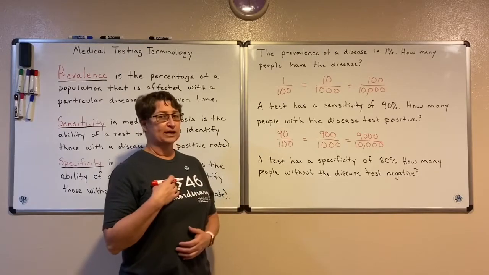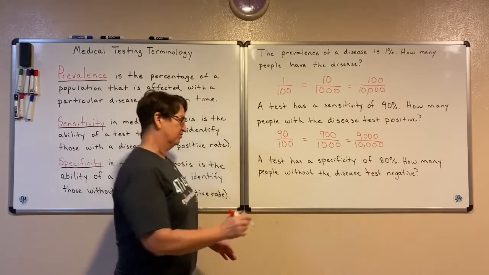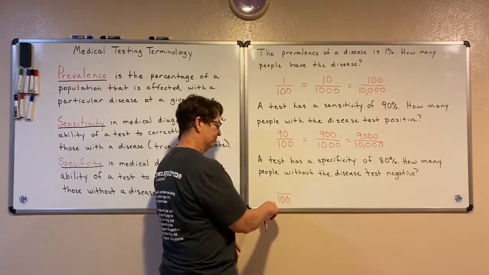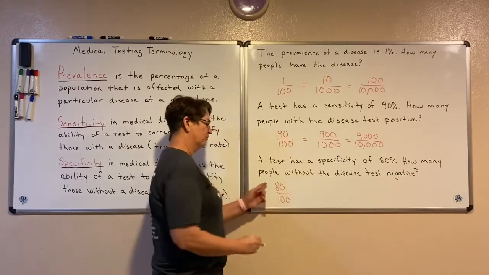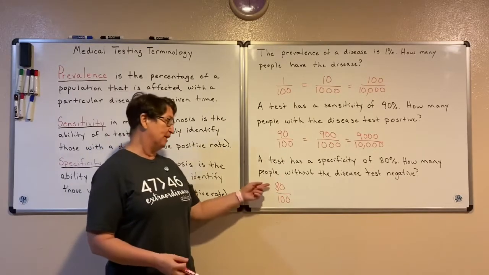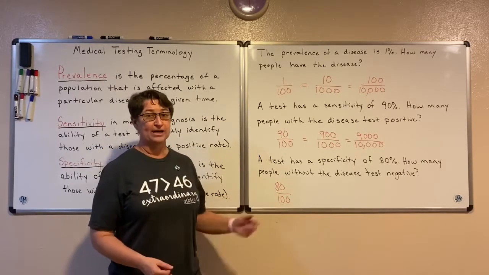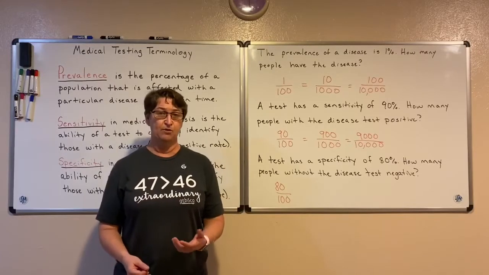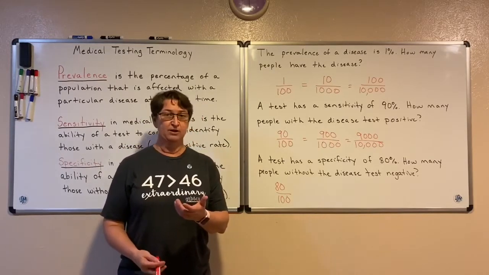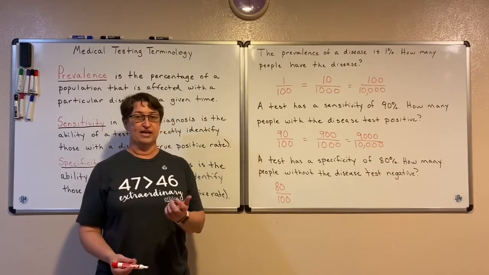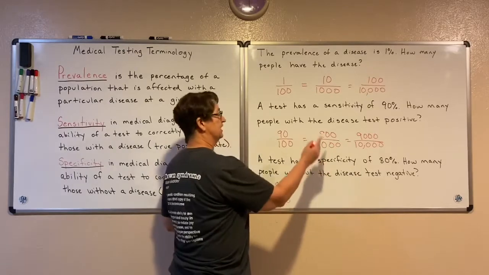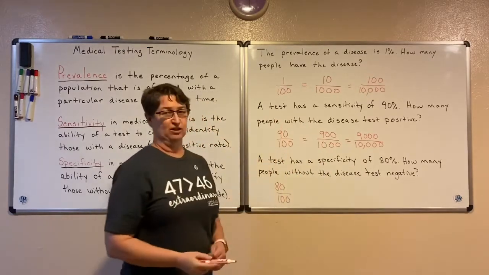So I walk in, I don't have the disease. If there are 100 people who walk in without the disease, 80 of them we expect to walk out with a negative test. Now that means that 20 of them are walking out with a positive test. That positive test is called a false positive. It's not a real positive because they don't have the disease. So that's how specificity, sensitivity, and prevalence work.